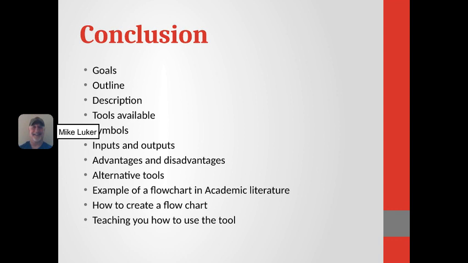In conclusion, we discussed the goals, provided an outline, gave a description of flowcharts, the tools available to use in flowcharts, the 5 basic symbols in flowcharts, described inputs and outputs, gave the advantages and disadvantages of flowcharts, provided information on alternative tools, did an example of a flowchart in academic literature, and showed you how to create a flowchart. Unfortunately, I wish I could have done that live on Visio, and also taught you how to use the tool.